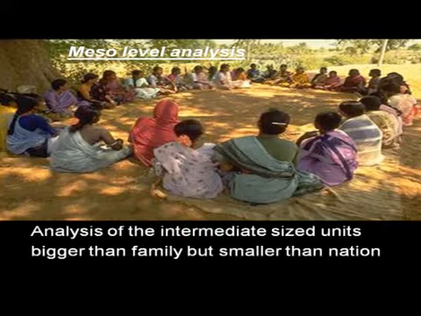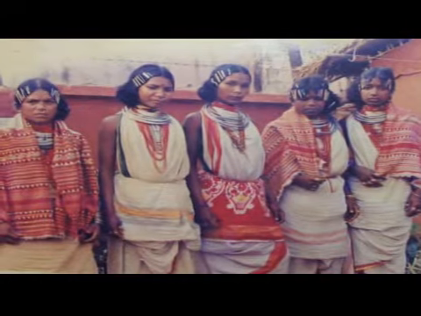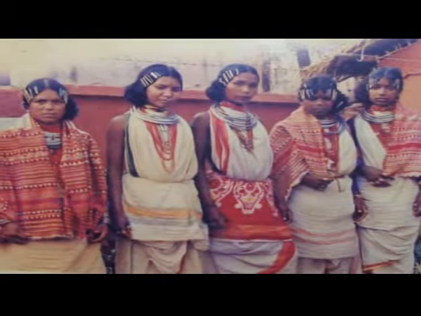The second level of analysis is called meso level analysis. Analysis of intermediate sized social units is called meso level analysis. It analyzes units bigger than family, but smaller than nation. For example, national level institutions like welfare boards or ethnic groups. Many changes have been brought in national level institutions by making a good analysis of meso level analysis.